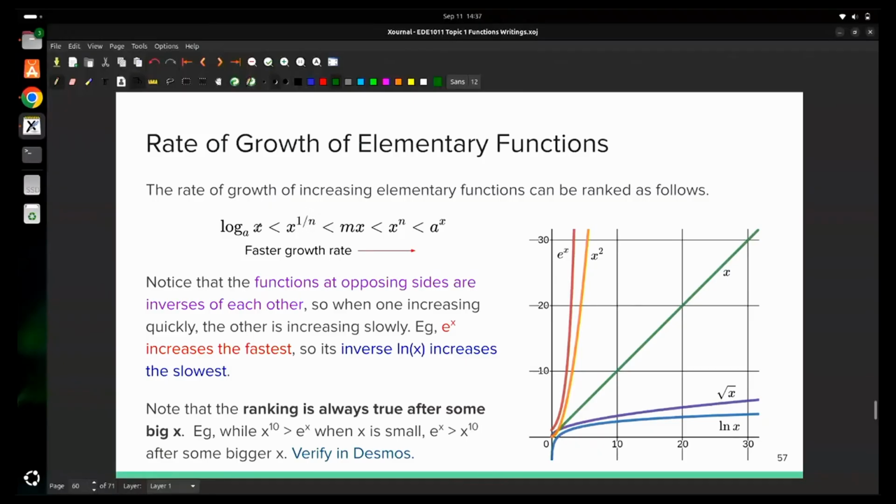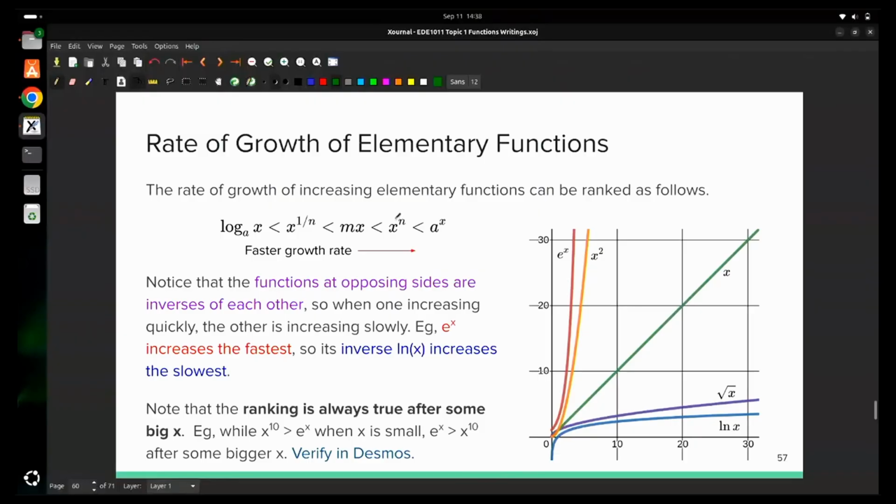Then as we have discussed, if you have an exponential function, then obviously you can inverse that, and therefore you get the logarithmic function. So the growth rate must be in this order, right? Because mx is really just a straight line. You just multiply by some constant m, so you wouldn't be able to grow very fast. It's growing at a linear or constant rate.